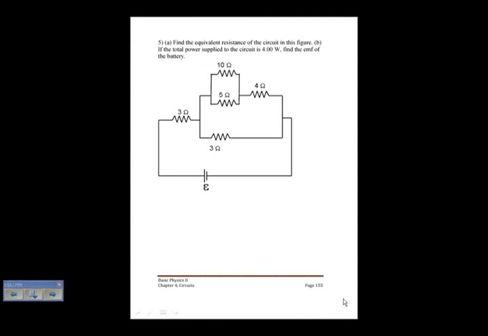Alright, number 5, find the equivalent resistance of the circuit in this figure. Okay, let's find the equivalent resistance first. Similar, I want to start with this one. The equivalent resistance of this is 1 over 10 plus 1 over 5, and that's equal to 10 over 3, which is 3.33 ohms. Alright, and then we would have a circuit that would look like this.